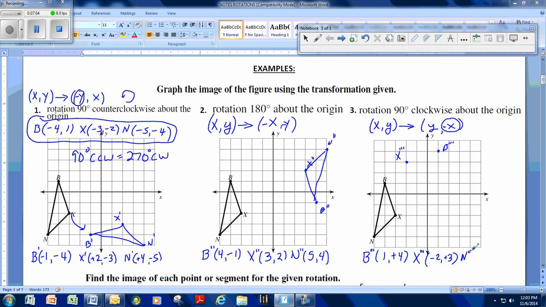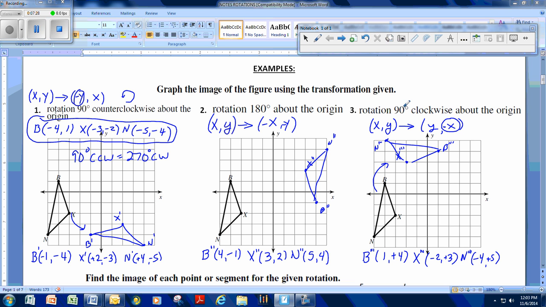And N, I'm going to take N's coordinates, which were (-5, -4). I'm going to flip-flop those: (-4, -5), and switch the sign on the second number. So change that to a positive. So (-4, +5) will end up right here. And then when I connect those, you can see that that triangle has rotated 90 degrees clockwise.